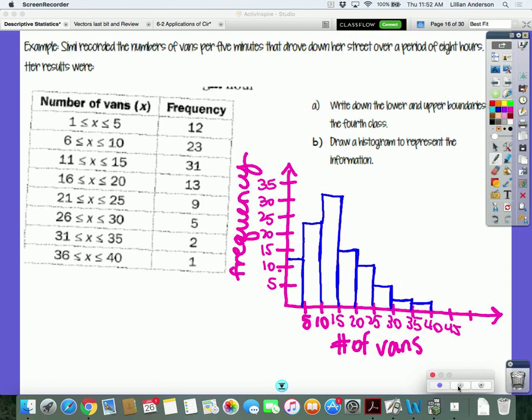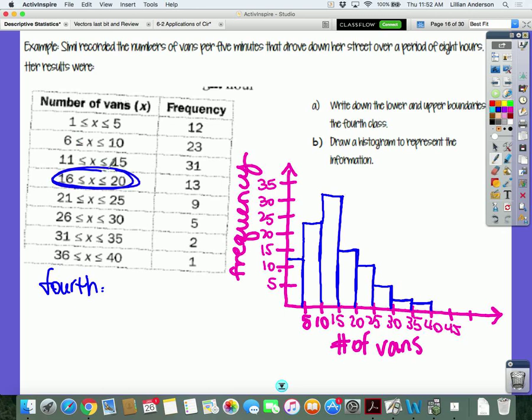The histogram. For example, you're just making bar graphs, making sure they connect, doing your best to stay even. Now, you have to write down the upper and lower boundaries of the fourth class: 1, 2, 3, 4. The lower boundary, what did you get? 15.5. The upper boundary, 20.5. Very good.